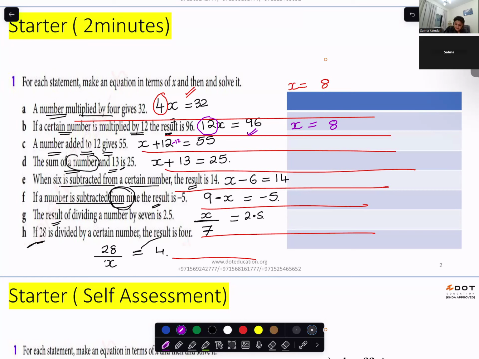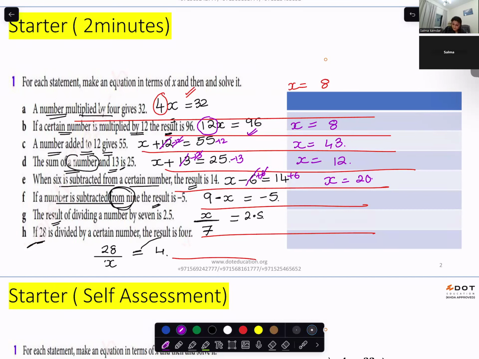I'm going to minus 12 from both sides. So this 12 and this 12 go away. 55 minus 12, that is 43. I'm going to minus 13 from both sides. So my x will be equal to 25 minus 13, that is 12. I'm going to add 6 to both sides. So this 6 and this 6 go away. So my x will be 20.